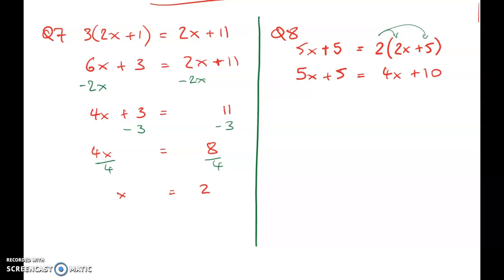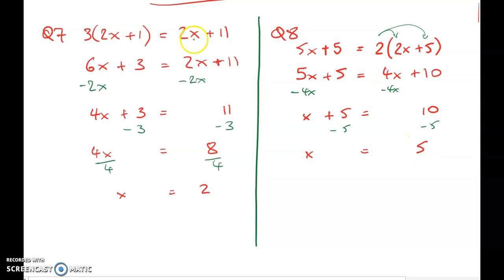So again, we've got x's on both sides, numbers on both sides. So what do we want to do? We want to get rid of 4x from both sides, because that's the lesser amount. And so we're left with x plus 5 is equal to 10. And then I want to get rid of the 5. So I take away 5 from both sides, and I'm left with x is equal to 5.